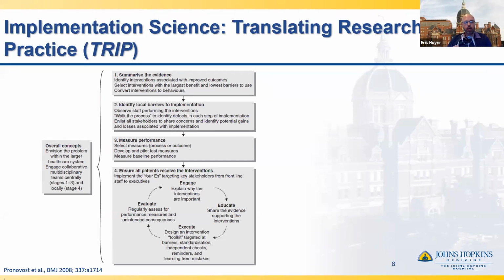And so there are different models of quality improvement or implementation science that have been developed to try to execute this. This one is called the TRIP model, that was developed out of the Armstrong Institute of Quality and Safety here at Johns Hopkins. It has key components, including putting the problem within the context of the institution, summarizing evidence, addressing barriers, measurement, and then at the local level, doing a cyclical process of engaging staff, education, execution, and evaluation.